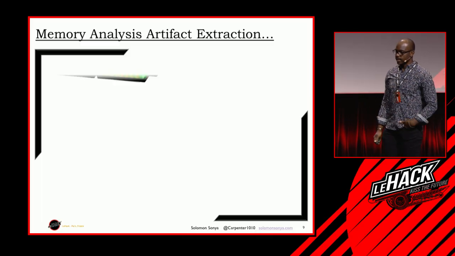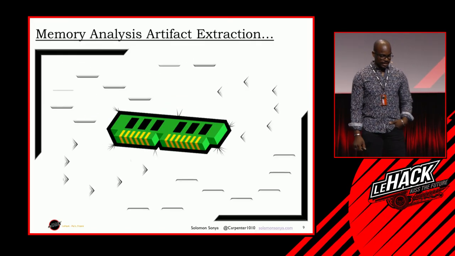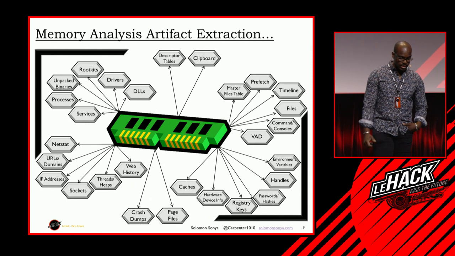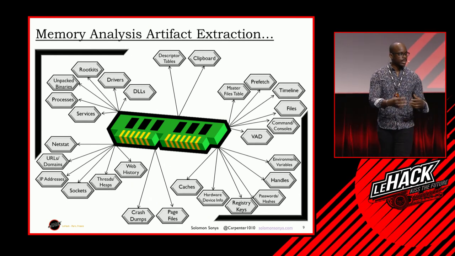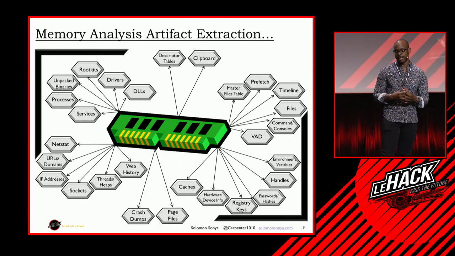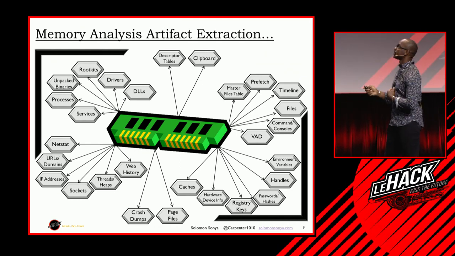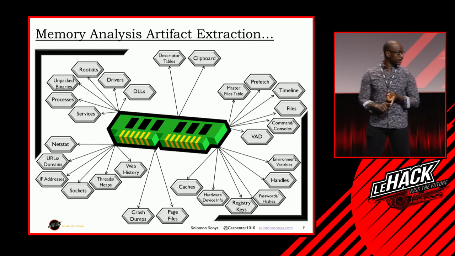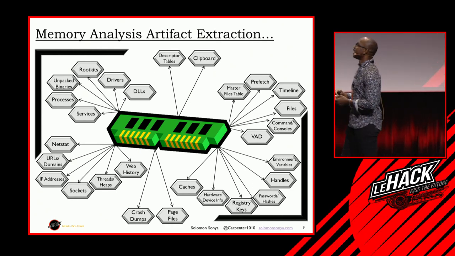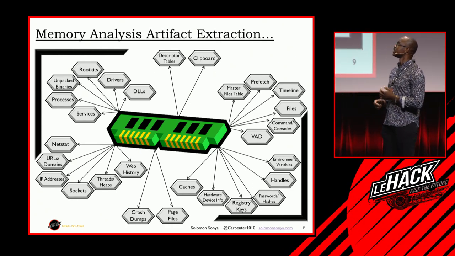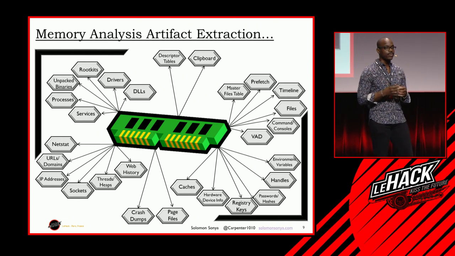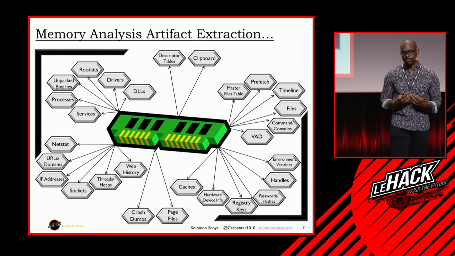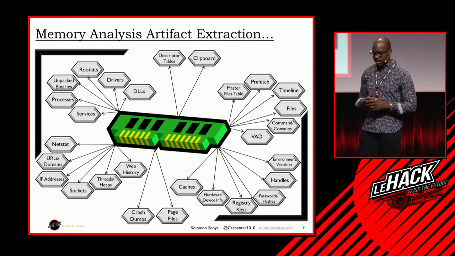So which types of memory analysis artifacts exist out there? These are just a few. I put a few of the juicy ones that I like to determine, like, hey, what can we actually extract from that volatile memory? Some of the things on the left side here: details and information about processes, unpacked binaries, services, drivers, DLLs. All of these things are still present in memory if we know how to investigate. Now we can find other traces of malware.